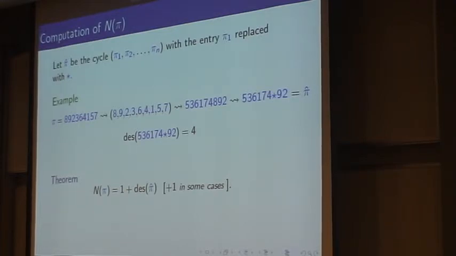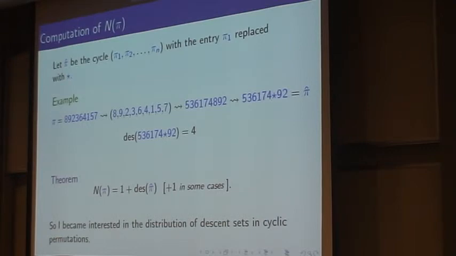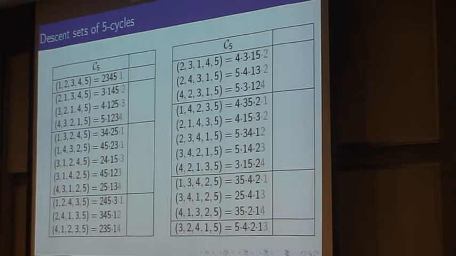Okay, so this is how I became interested in looking at the distribution of the number of descents on a permutation that looks like a cycle. And well, in this case, it's not just that; it has this little variation where one number has been replaced with a star. But let's not worry about that now, because the result I want to talk about is about descents on cyclic permutations. So here's an example of what I noticed.